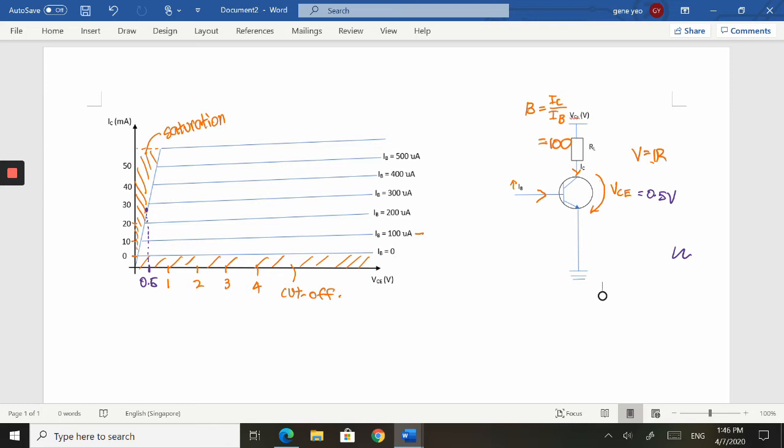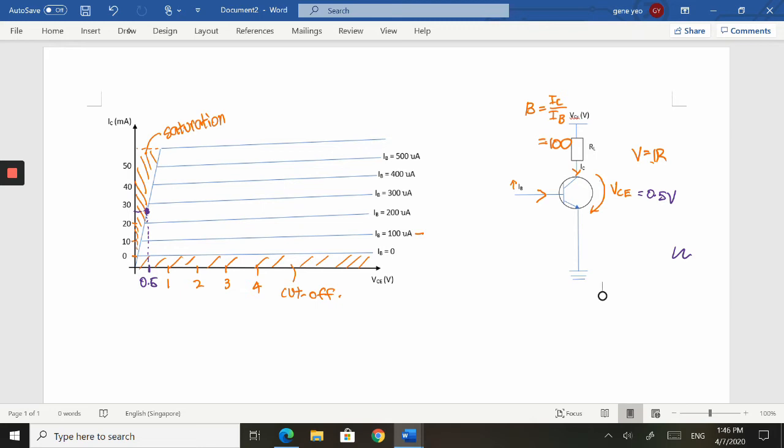If I want to get a value greater than 20 milliamps for my IC, perhaps 0.5 is not a good value because I will hit saturation even before I can go past 20 milliamps. I won't be able to go anywhere past this point. I won't be able to go anywhere past 25 or so, whatever that value is.